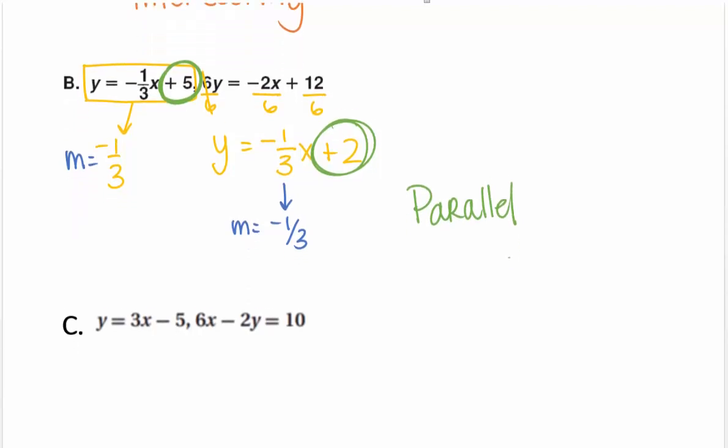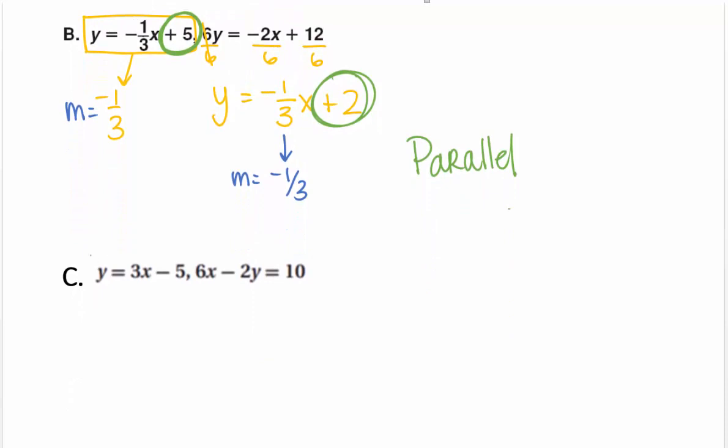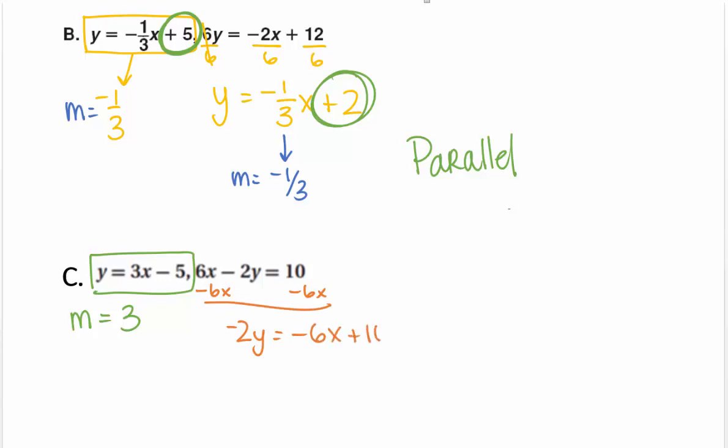And now the last one. Again, the first one is in y equals mx plus b form. So my slope is 3. But the next one, I got to convert it. And there's two different things I got to do. I got to move the x's over to the other side first. And I got to get y alone. So divide everything by -2. So I get y equals -6 divided by -2 gives me positive 3x. 10 divided by -2 gives me -5.